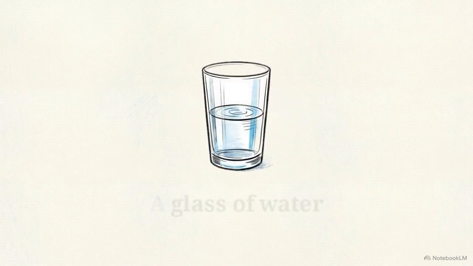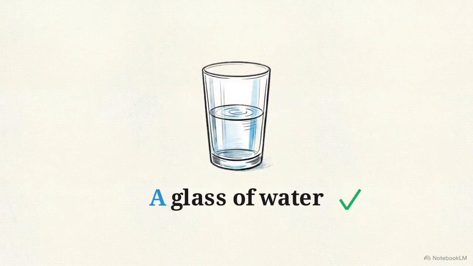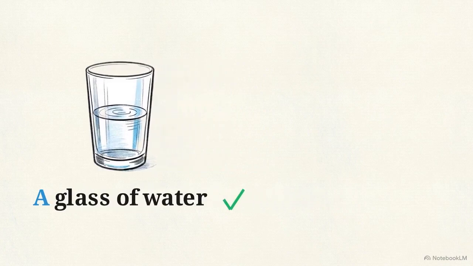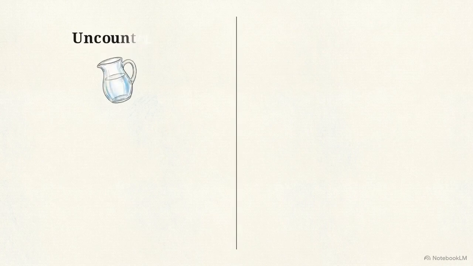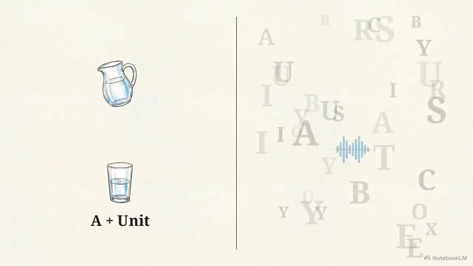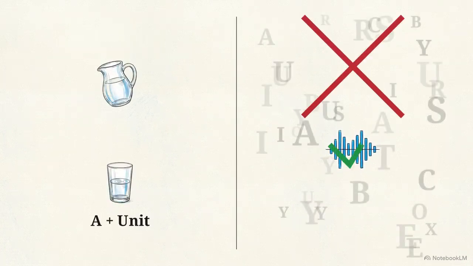Consider a noun like water. Can you count one water? You cannot. Because article A means one, a water violates the singularity rule. To use an article, we must use a container. Moving from uncountable liquid to a countable unit allows us to say a glass of water or a bottle of milk. In English, we must measure the unmeasurable and prioritize the sounds we hear over the letters we see.